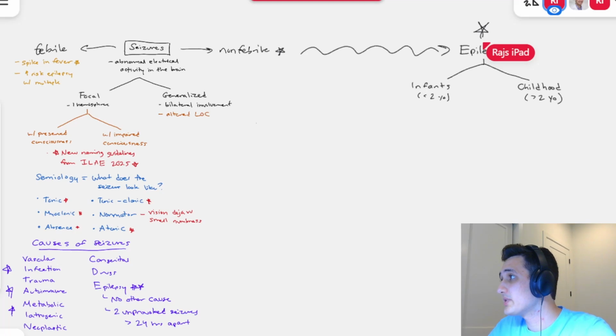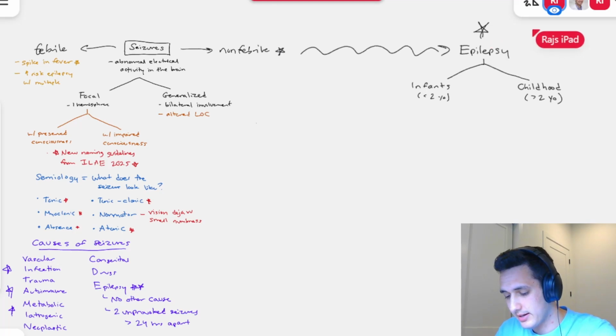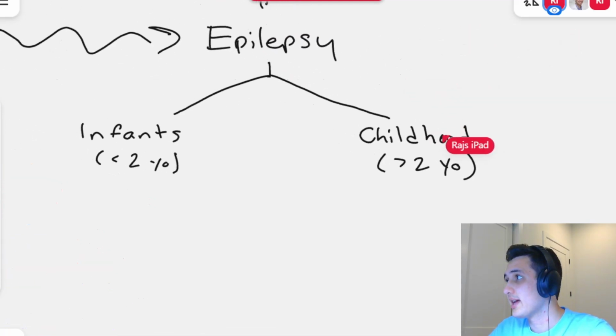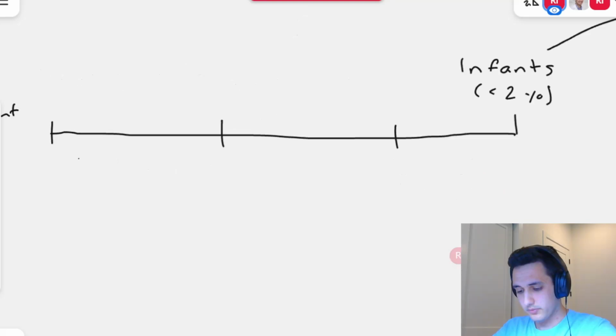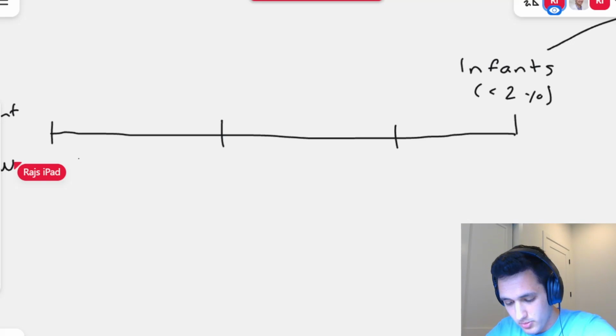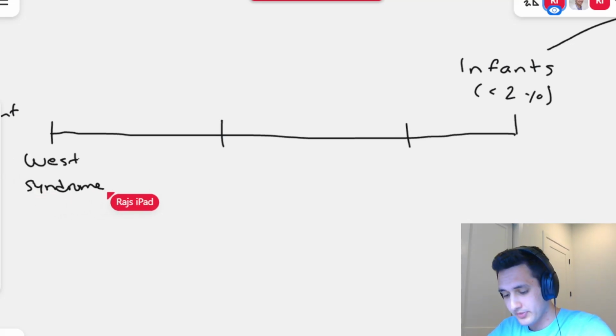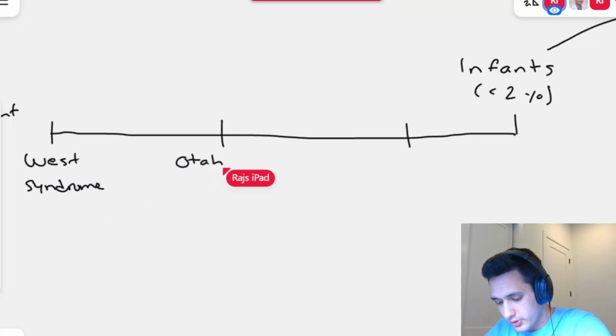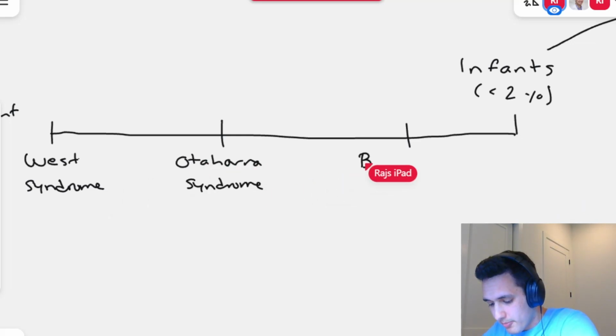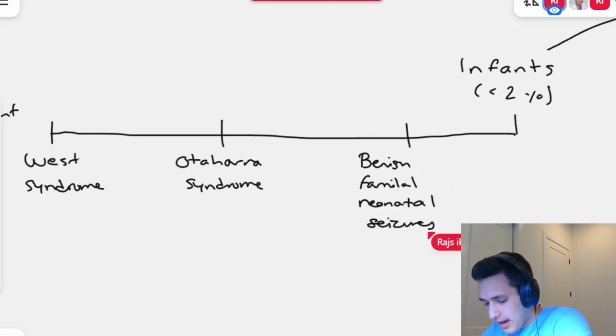We'll move on to epilepsy and characterizing a couple of different syndromes that may present in infants and a couple of different syndromes that may present in childhood. So the 4 that we'll go over today include West syndrome. West syndrome is also known as infantile spasms. We have what's called Ohtahara syndrome. And then we have benign familial neonatal seizures, and then lastly Dravet syndrome.